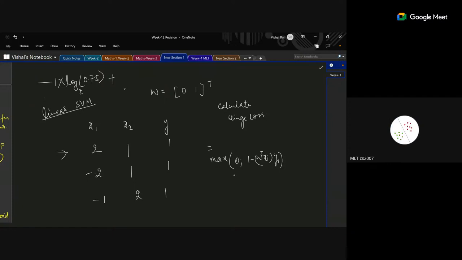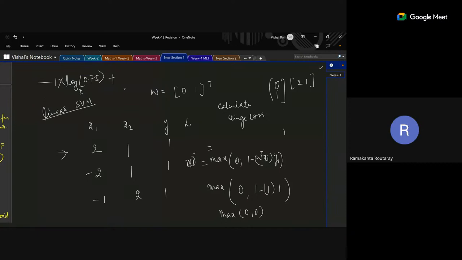So you tell me, you have to calculate max for the first data point. For the first data point, xi equals 1. How will you calculate max of 0 comma 1 minus... What is this w transpose you already have, right? What is xi? So 0, 1. 2, 1. If you are multiplying with 2, 1, what value are you getting? 1. Okay. Multiply with yi is 1. So max of 0 comma 0 is what? 0. So this loss is what? Loss is 0. This is 0, right? Yes. Correct?